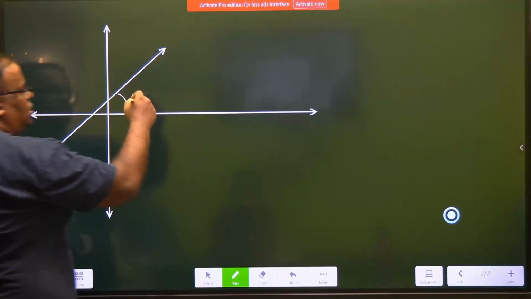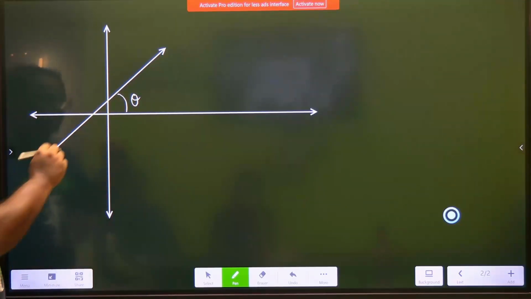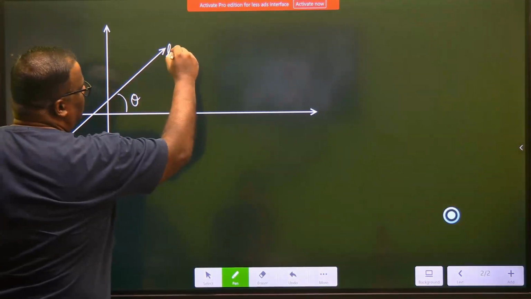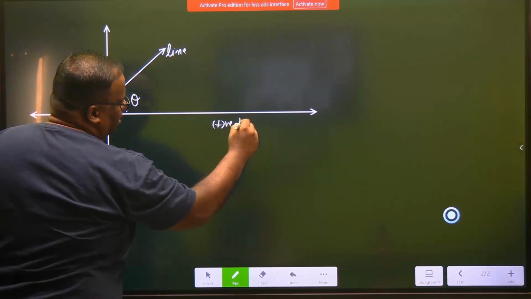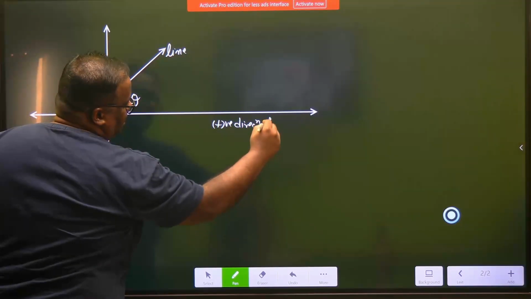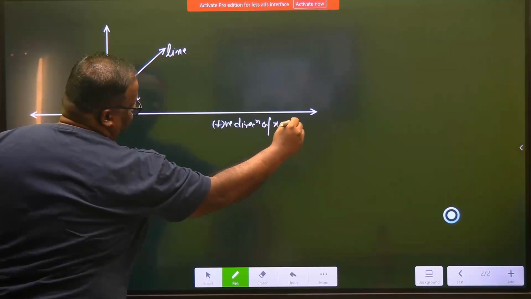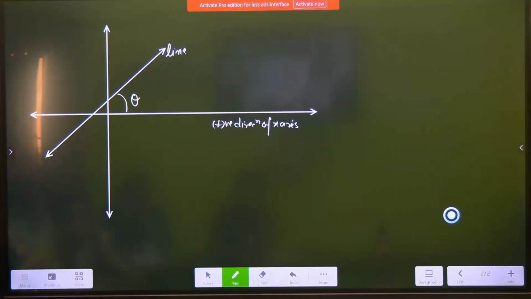Slope of a line is determined by the angle the line makes with the positive direction of x-axis. Be very, very careful. Tough topic है, समझने की कोशिश कीजिए. What is the angle that the line is making with the positive direction of x-axis? The line can be anywhere.